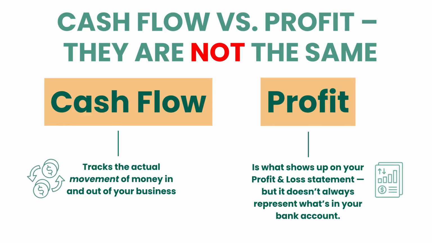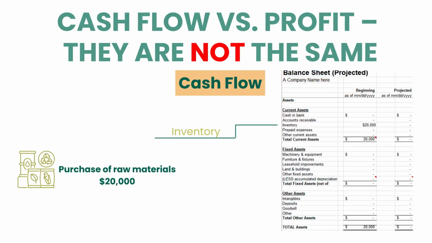Cash flow tracks the actual movement of money in and out of your business. Profit is what shows up on your profit and loss statement, but it doesn't always represent what's in your bank account. Why is it important to draw a distinction between the two? Let's look at an example.